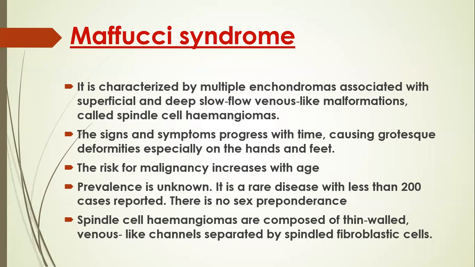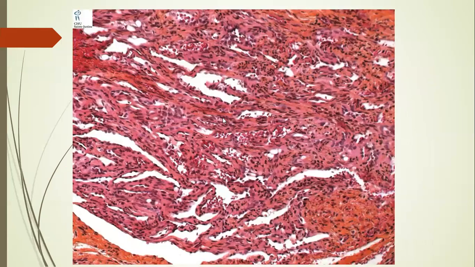The risk of malignancy increases with age. Prevalence unknown, rare disease with less than 200 cases, no sex predominance. The spindle cell hemangiomas are composed of thin-walled, venous-like channels separated by spindle fibroblastic cells. So you can see these spindle fibroblasts surrounding these venous channels in Maffucci syndrome.